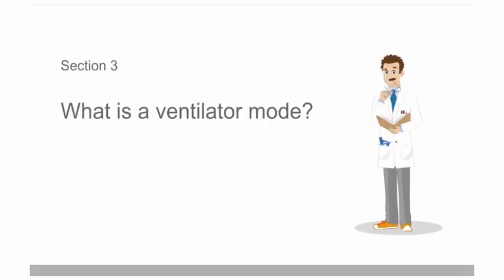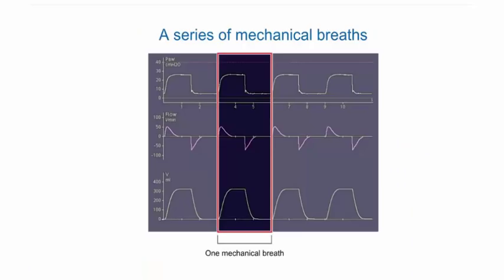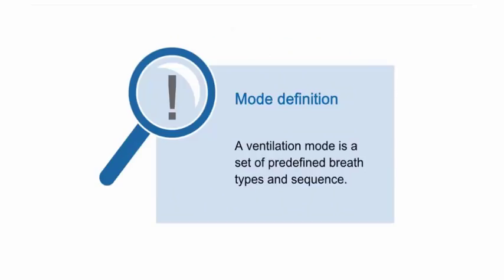What is a ventilation mode? Most ventilators today share a common operation principle: intermittent positive pressure ventilation, IPPV. In this module, we will focus on ventilation modes with this principle only. Intermittent positive pressure ventilation is realized in form of a series of mechanical breaths delivered by a ventilator system. As we learned in the last module, essential variables and mechanical breath types, there are 8 types of mechanical breaths. A ventilator system performs very differently, dependent on the deployed breath type and their sequences.